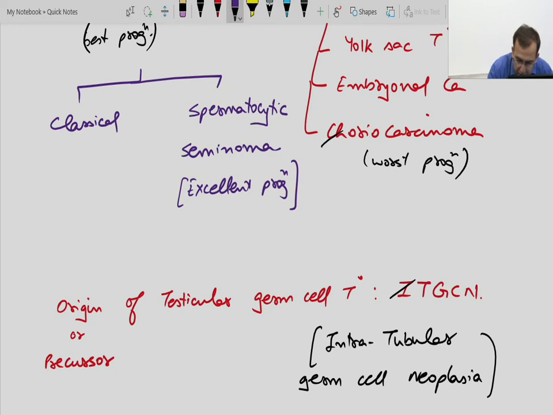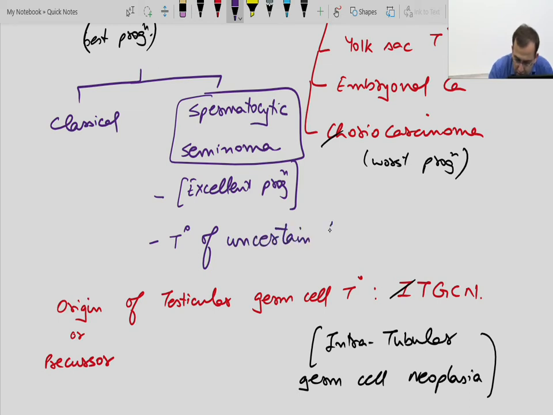Spermatocytic seminoma, first point, we already saw that it has an excellent prognosis, and the next point is it is a tumor of uncertain histogenesis. That is, we do not know the precursor lesion of spermatocytic seminomas. It is not ITGCN, it is a tumor of uncertain histogenesis.